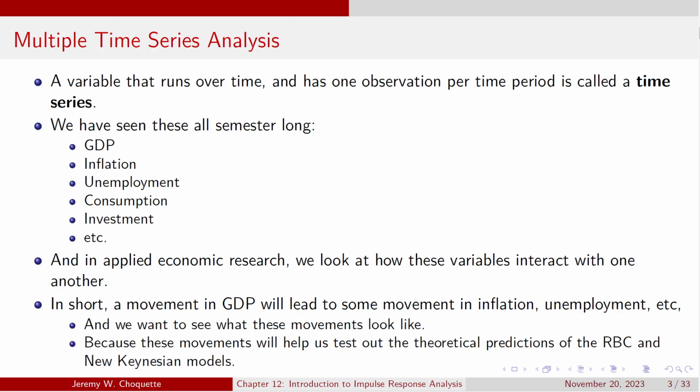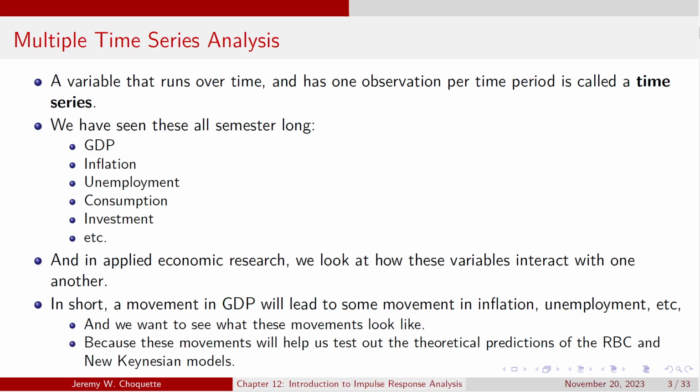Now, when it comes to looking at real world data, a variable that runs over time and has one observation per time period is called a time series. And we've been looking at time series all semester long and probably didn't even realize we were doing it. Things like GDP, inflation, unemployment, consumption, investment, all those things are time series because there's one value for them each time period. So if you're looking at first quarter GDP, it's just first quarter GDP.